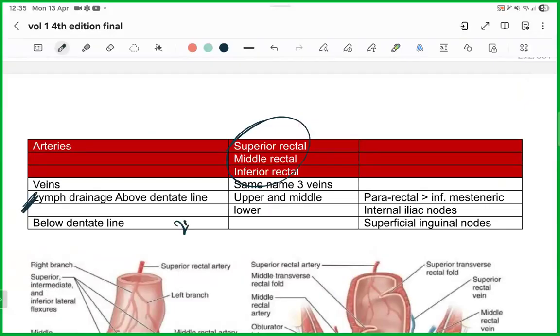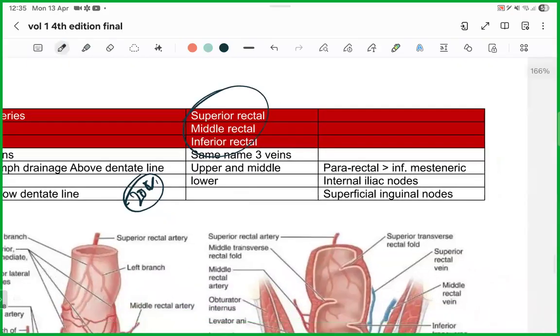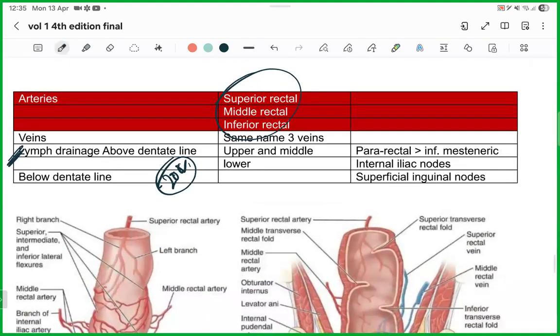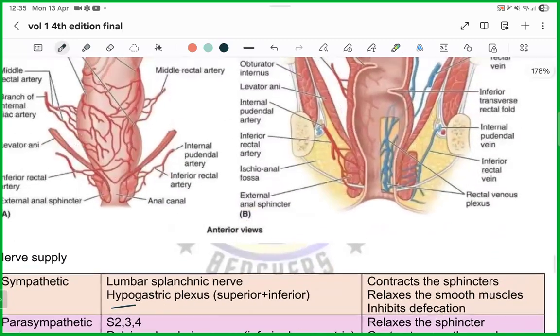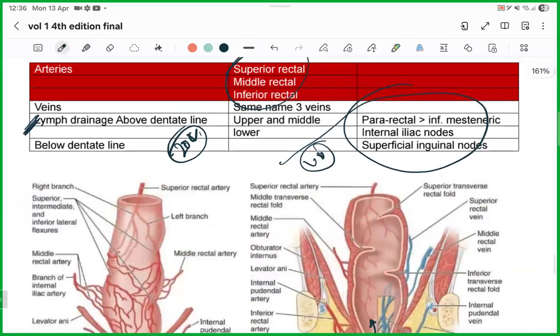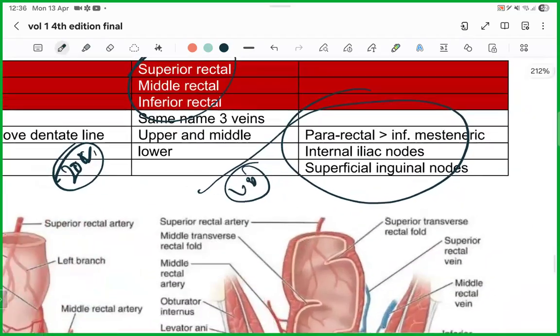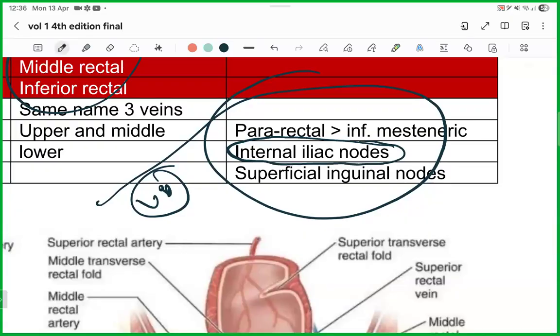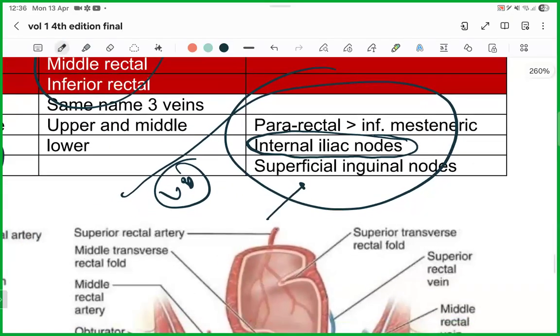This is, I will say, 200% important. You will not have an MRCS diet without this question. Without this question, there is no diet of MRCS, no exam of MRCS. So always remember that here we have the dentate line. Above it and below it, the lymph drainage will go to internal iliac nodes above, and below it will go to superficial inguinal nodes.